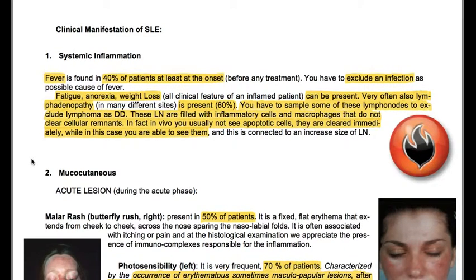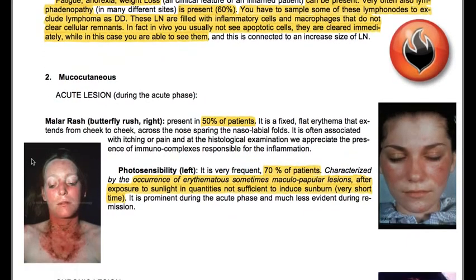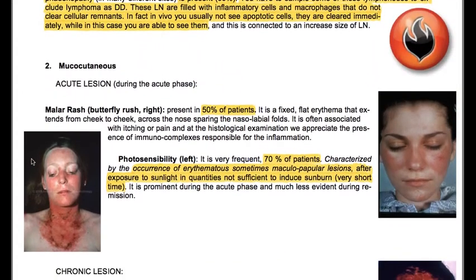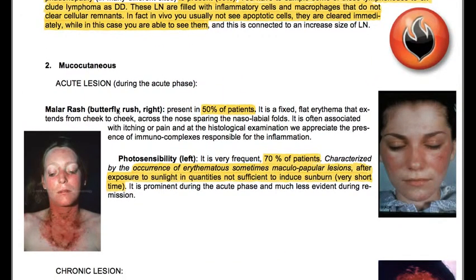Then, on the mucocutaneous side, we can have acute lesions during the acute phase or chronic lesions. In the acute lesions can be the malar rash, which is the butterfly rash, here on the right, present in 50% of patients. It's a fixed, flat erythema that extends from cheek to cheek, across the nose, sparing the nasolabial folds. It is often associated with itching or pain. At the histological examination, we appreciate the presence of immunocomplexes responsible for the inflammation. So here we have sparing of the nasolabial folds.